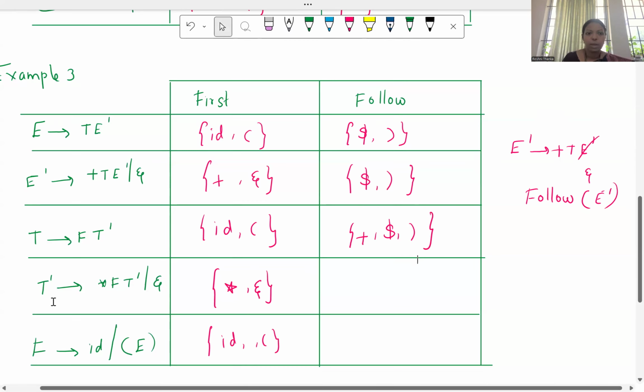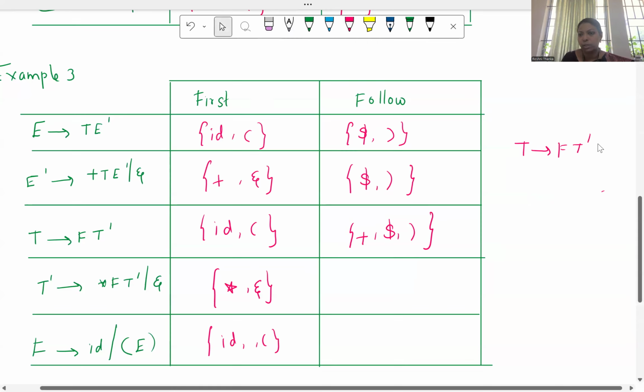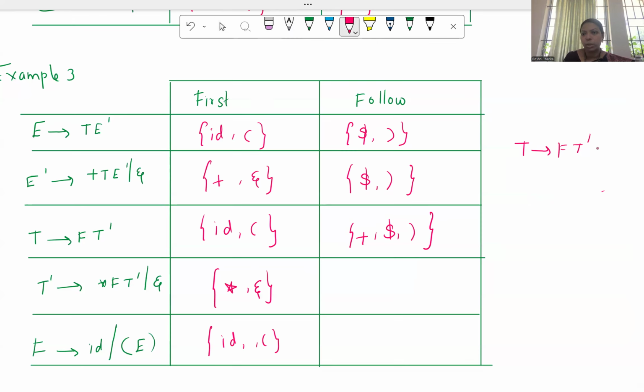That's it. Now we have to find the follow of T dash. So look at all the productions wherever T dash is coming in the right hand side of the production. So if you look at here, where is T dash coming? Two places T dash is coming. One is T derives F T dash. So in this case, if you see after T dash, nobody is coming. So what will you do? You have to find the follow of the left hand side. So follow of T. What is follow of T? Plus dollar and close parenthesis.